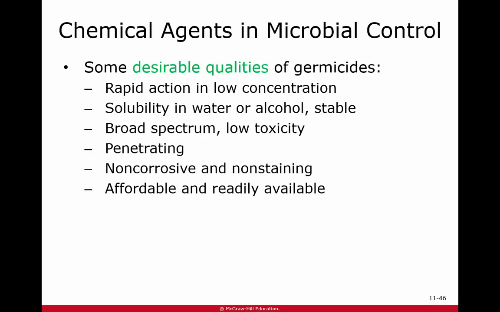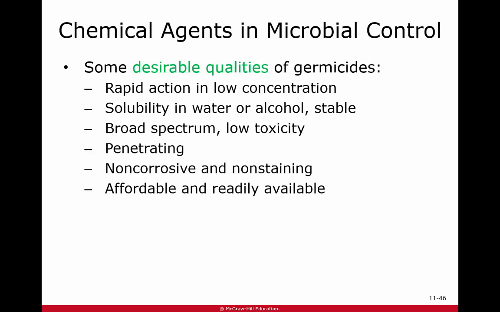So in this last part of Chapter 11, we're going to look at how to chemically control microbes. One of the things we want to note, this picks up, if you move over, this is objective number 14 as we move into chemicals. Some desirable qualities that we look for with chemicals is that they work quickly at low concentrations, because we know the higher concentration could potentially harm us.